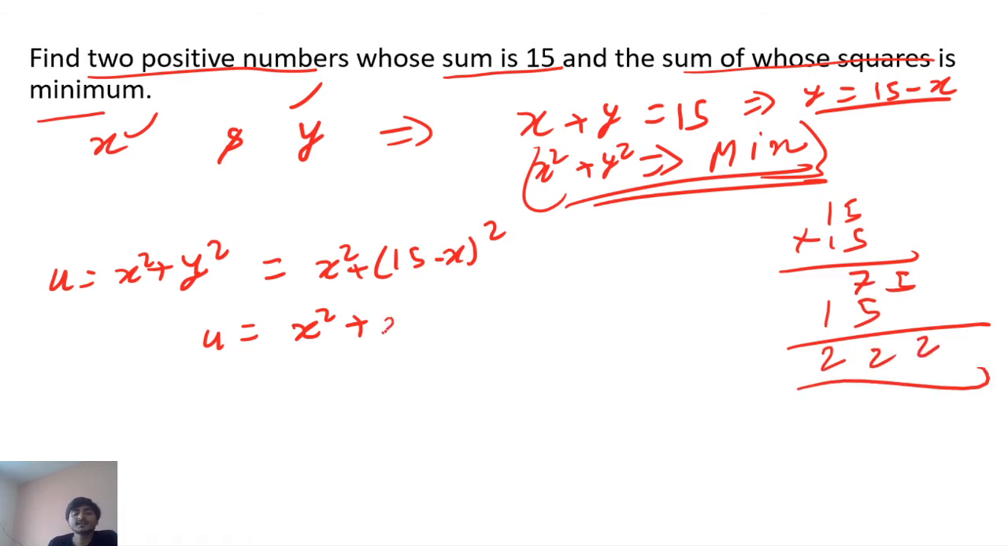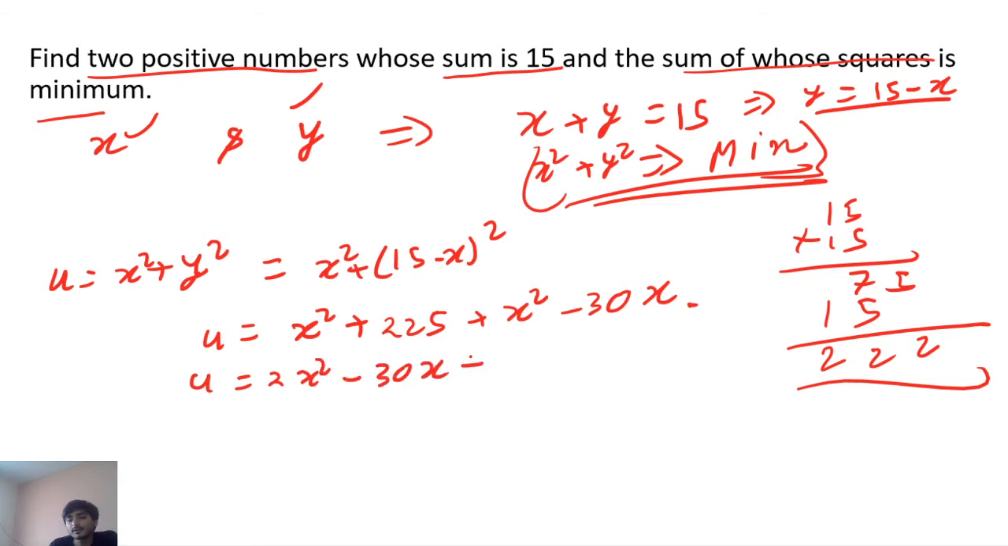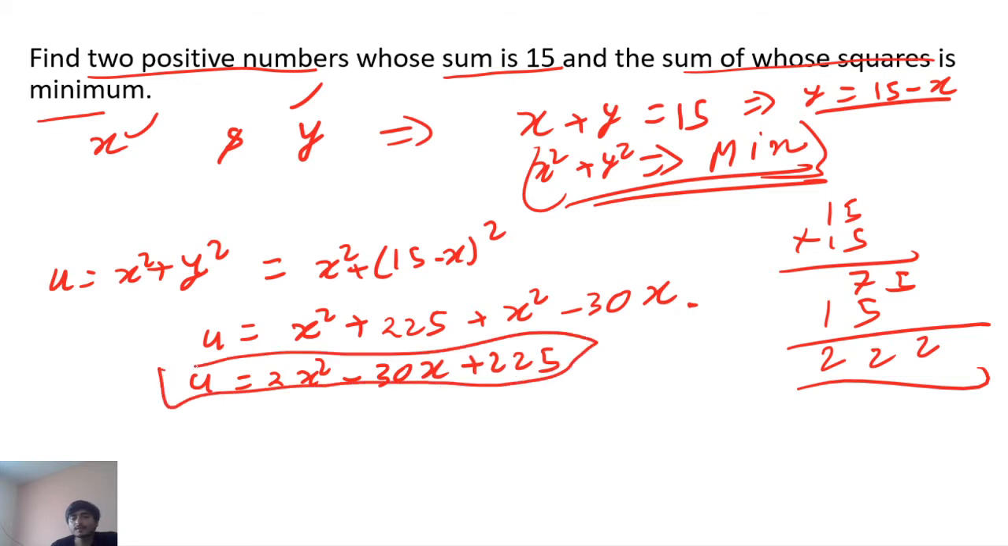Right, so I can write 225 plus x square minus 30x. So finally u is 2x square minus 30x plus 225. Now since we need to find the maxima and minima condition, I need to find du by dx, right? So du by dx is equal to 4x minus 30.